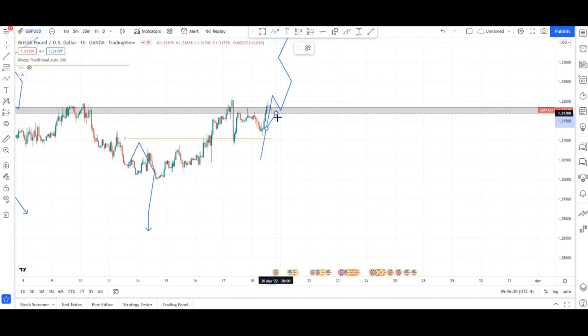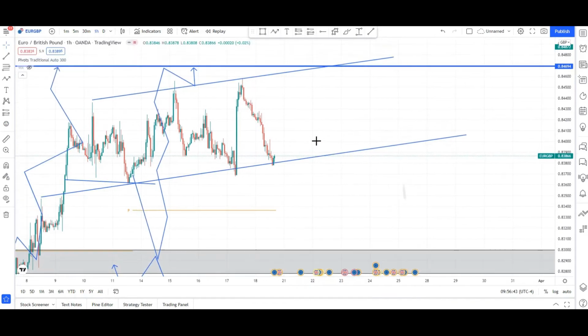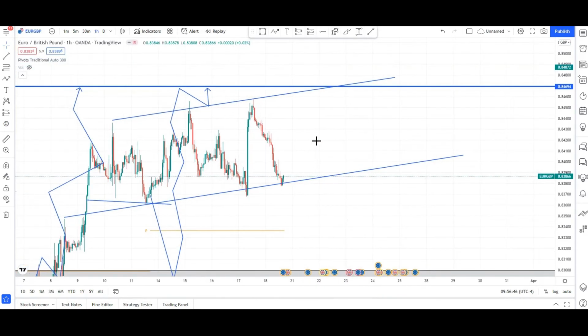If it takes resistance from here, then your first target will be this, second target will be somewhere here, third target, and this will be your fourth target. Okay guys, next forex pair, Euro versus Japanese yen. Sorry guys, Euro versus British pound.